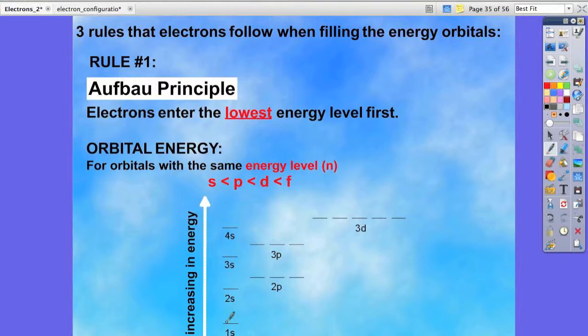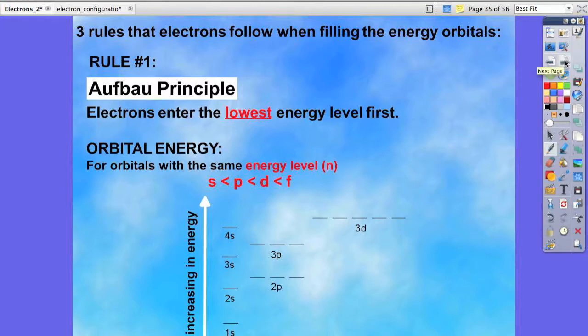So we're going to start with the 1s, then the 2s, then the 2p, 3s, 3p, 4s, 3d, and so on. So we're going to start with the lowest energy first, and then we're going to go up, increasing in energy. For orbitals with the same energy level, S is less in energy than P, then D, and then F.